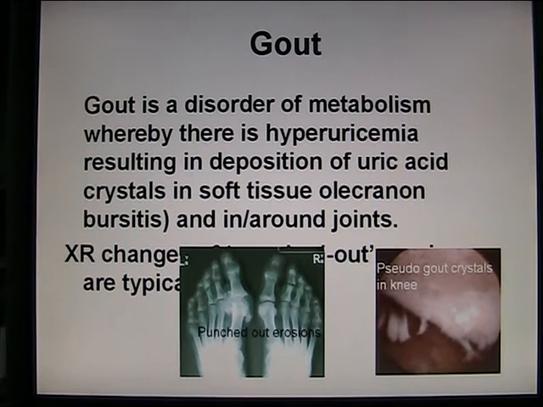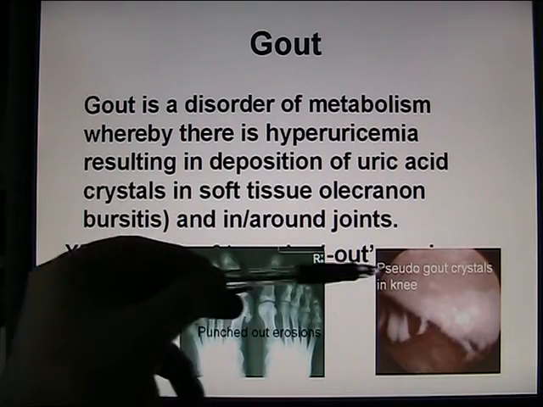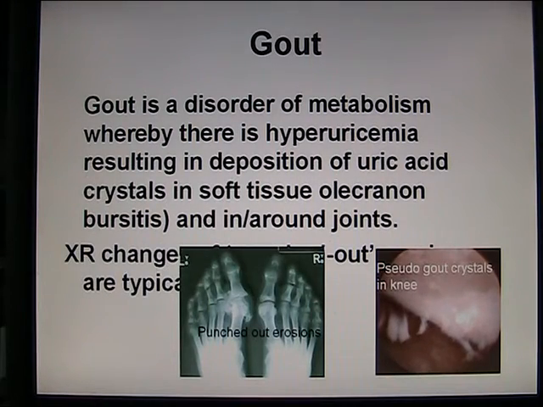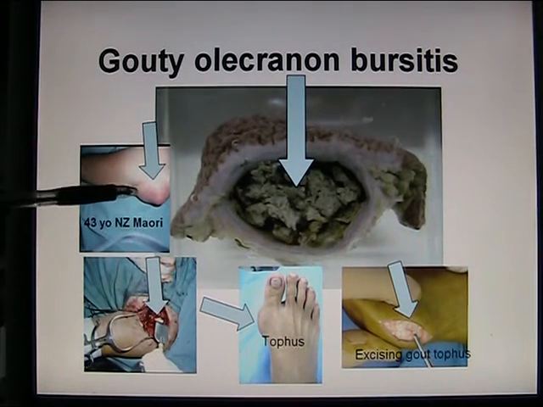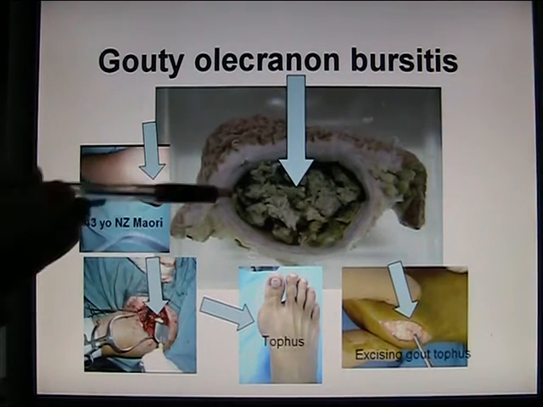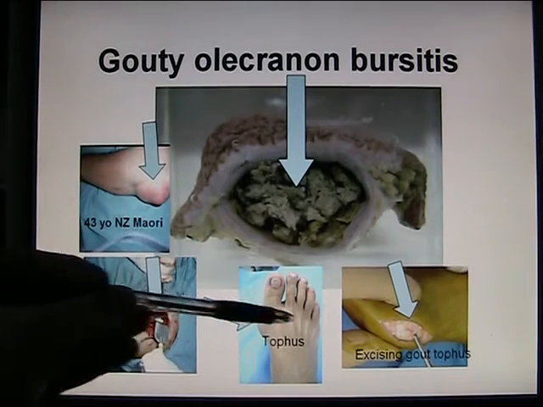Gout, disorder of metabolism related to high blood levels of uric acid. The crystals are deposited in and around joints, punched out lesions. Here they are in a knee joint, pseudo-gout crystals, destroying the joint, causing OA. Gouty olecranon bursitis, 43-year-old man, large gouty tophus, excised. There it is safely in the pot. Here's a tophus in the region of the big toe, excised.